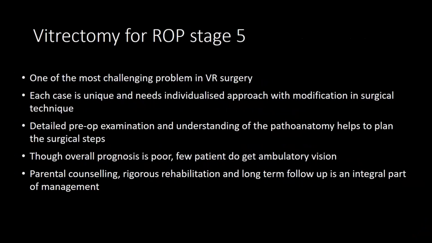So to conclude, stage 5 ROP surgery is one of the most challenging problems. Each case is unique and needs an individualized approach, and you need to modify your surgical technique accordingly. Detailed pre-op examination and understanding of the pathoanatomy helps to plan your surgical steps. Though overall prognosis is poor, a few patients do get good vision and it's still worth attempting. What is most important is parent counseling, rigorous rehabilitation, at least till they become 8 or 9 years old, and long-term follow-up is an integral part of management.